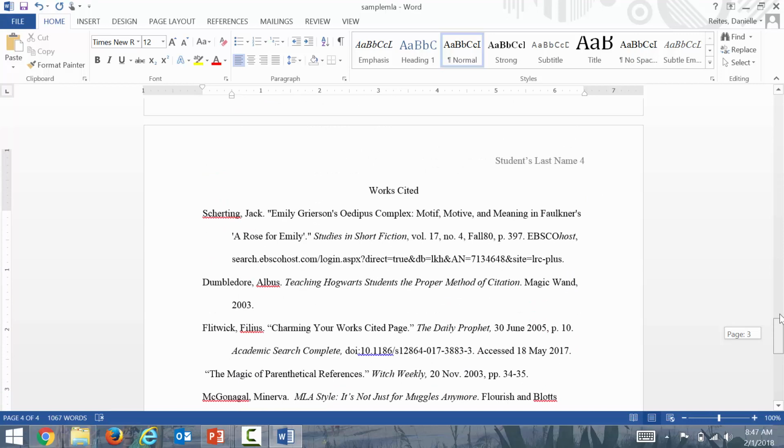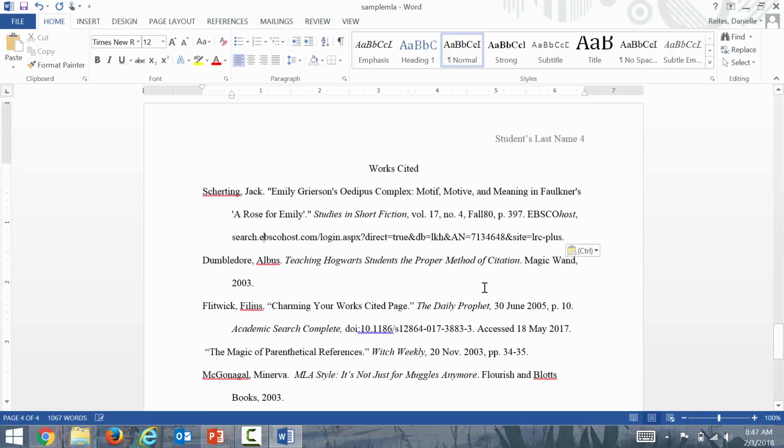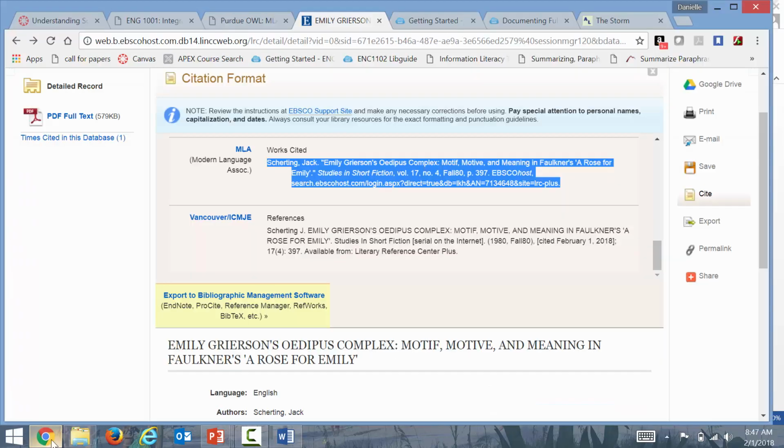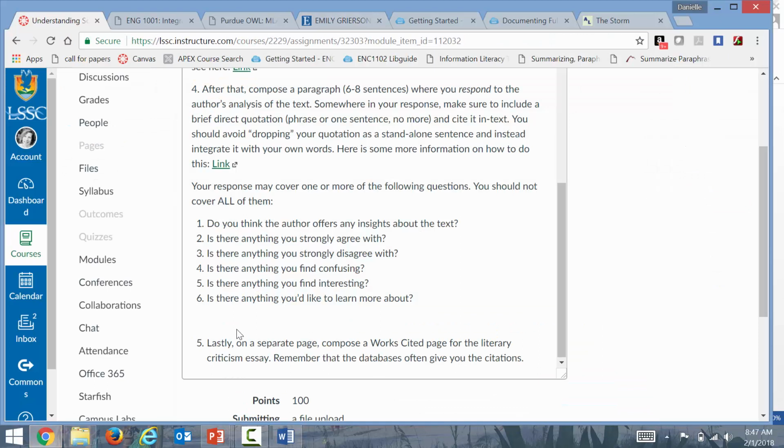The other thing is, a lot of times the databases do have all the necessary information, but one thing they don't have is the access date. So you need to put whatever date you accessed it. For us that would be accessed 1 Feb 2018 period, and then we're finished with our citation. So that should be a pretty easy thing for you to do, that number 5, because again, they give you that in the databases. You've just got to copy and paste it and create a works cited page.